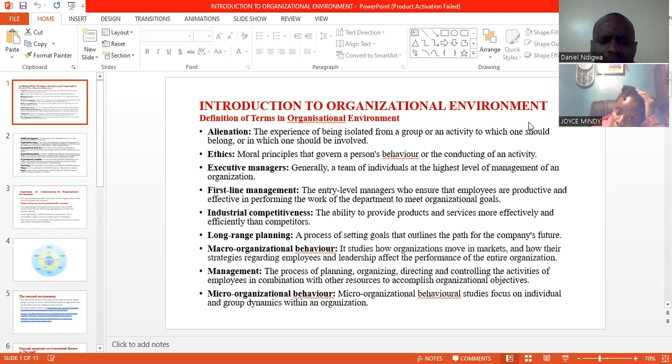Then we have micro-organizational behavior. These are behaviors or studies which focus on individual and group dynamics within the organization. So micro-organizational behavior tends to look at the internal organization and how well the internal organization can be able to support the business.